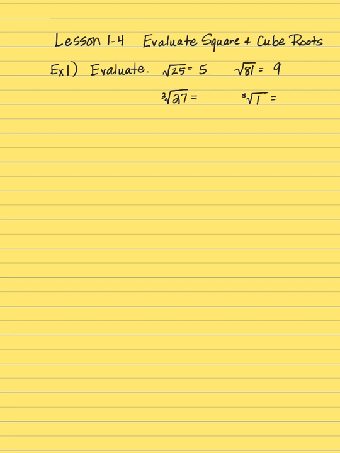A square root is a number you can multiply by itself, or square, and get the number under the radical sign. A cube root is a number you can multiply by itself 3 times and get the number under the radical sign. So when I do cube root of 27, it's what number can I multiply by itself 3 times, or cube, and get 27. And if I put that in the calculator, I get 3.